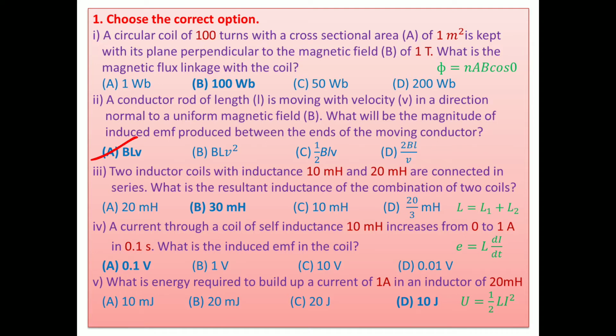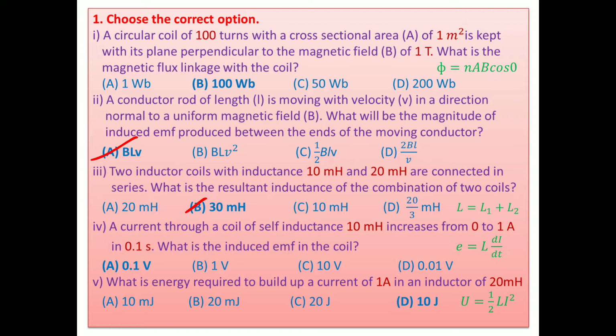Then third one, inductor coils with inductance 10 millihenry and 20 millihenry are connected in series. What is the resultant inductance of the combination of two coils? We know that when inductors are connected in series, their resultant inductance is equal to the sum of individual inductances. Then 10 millihenry plus 20 millihenry means your answer is 30 millihenry. Very simple numerical. It is just like a resistor.